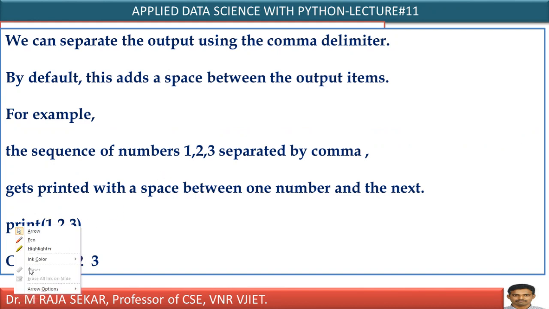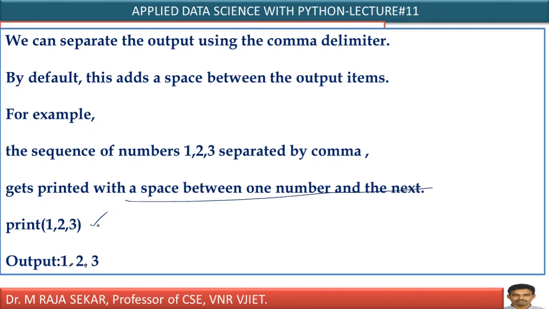This is one more simple example. Just see, print(1, 2, 3). What does it mean? This is object 1, object 2, object 3, separated by commas. In the output screen, they will be separated by one white space between one number and the next. It displays the output with one white space in between them. That's what by default print adds: a space between the output items.